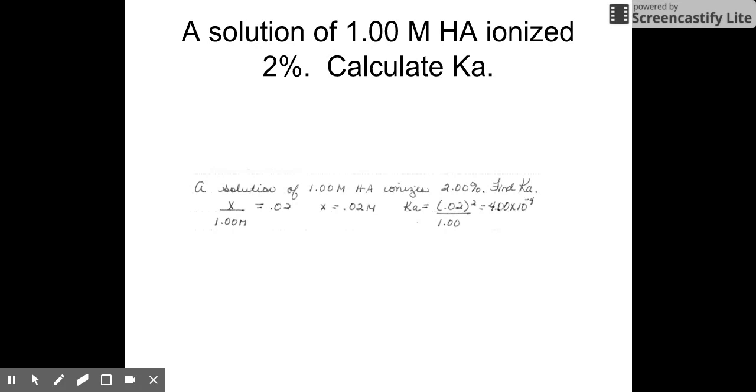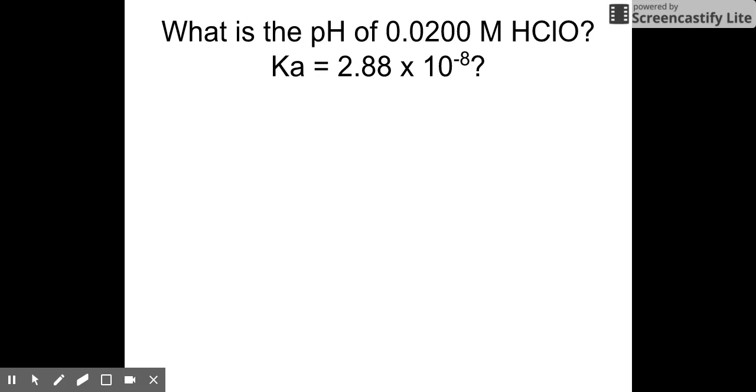X gives us 0.02. What does X represent? X is the hydrogen ion concentration, which is also the same as the anion concentration. And so we just square that, put it over 1, and solve equal to Ka, and that will give us our Ka. All right, I think we're going to go ahead and skip this one because I only have 16 seconds left.